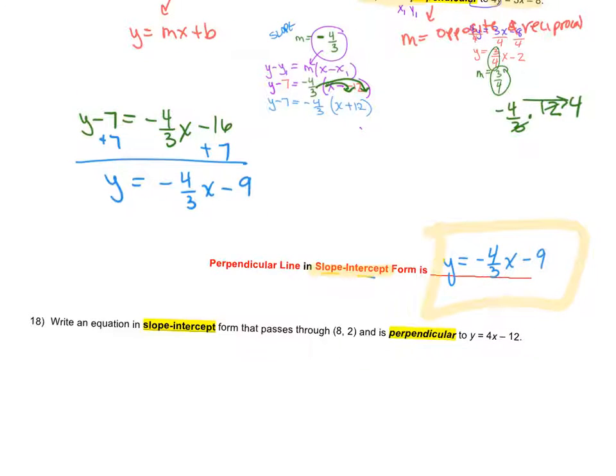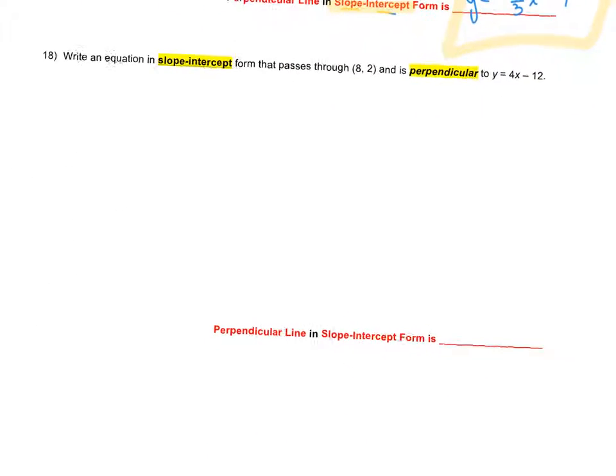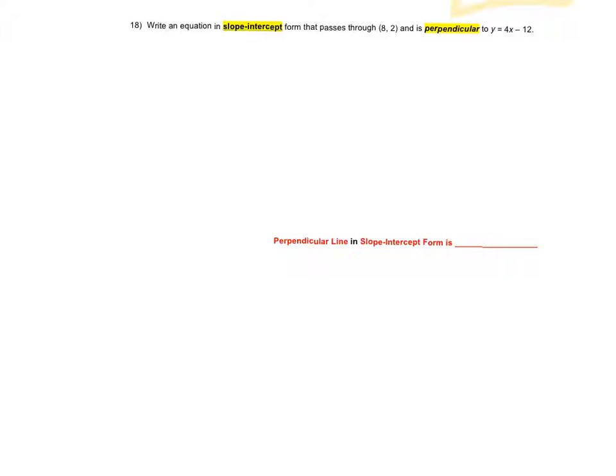All right, so let's look at this one. So I know I have to write an equation in slope-intercept form. So I know my answer is going to be y equals mx plus b, where the m and the b have been replaced with something.